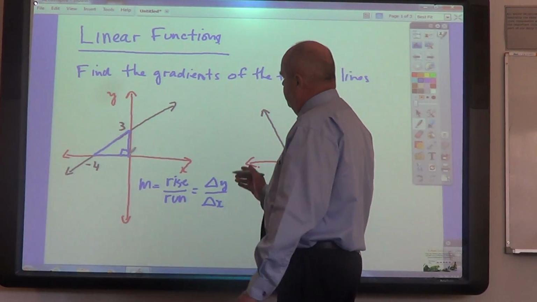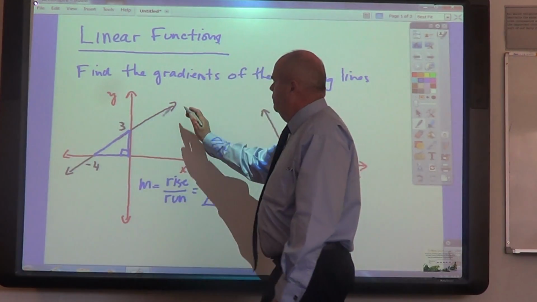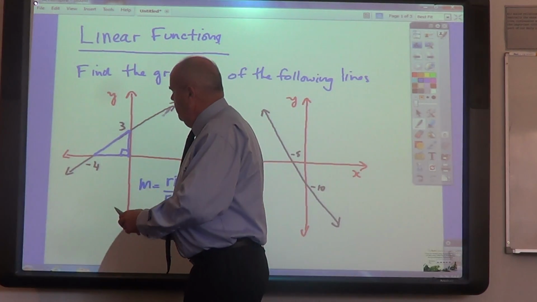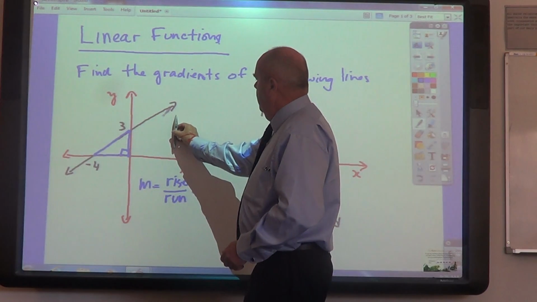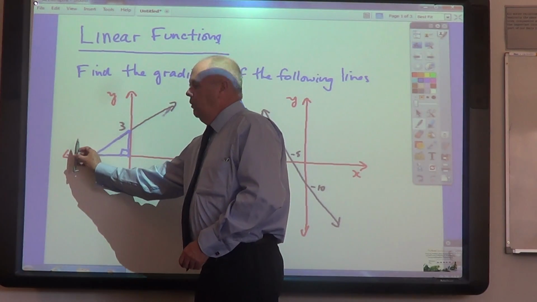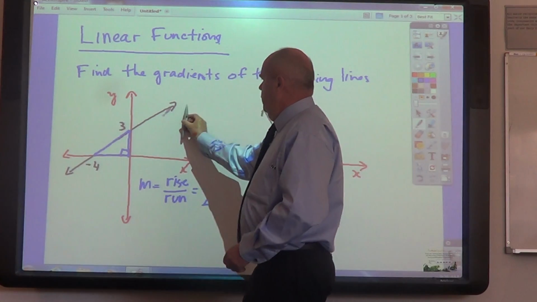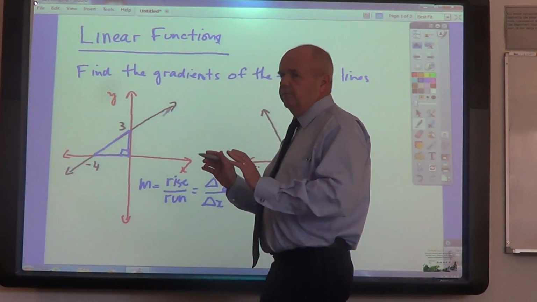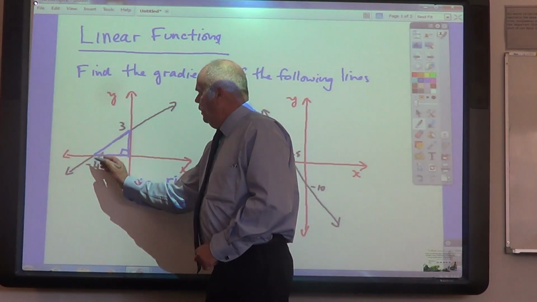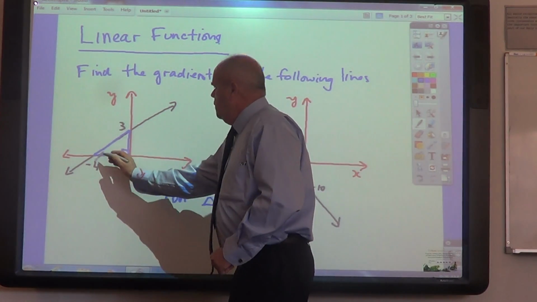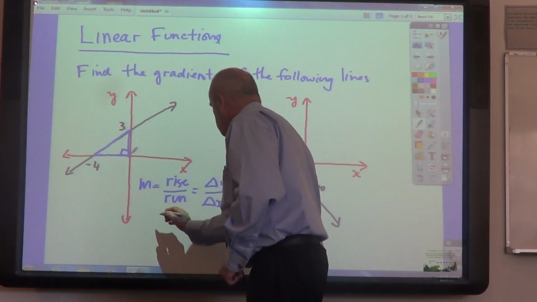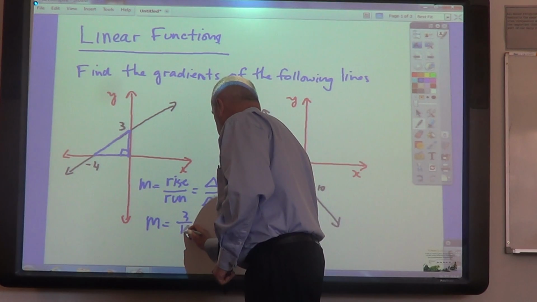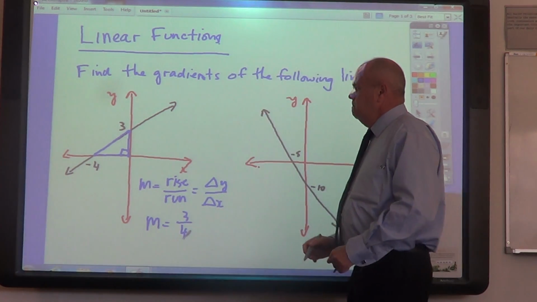Now, the first thing I notice is that the gradient of this is either positive or negative. In this case it's positive because as we read it from left to right, it is rising. So we read lines like we read an English text. We read it from left to right, it is rising, so it's positive. So I'm not troubled by these negative signs or anything like that. Okay, so I'm moving across 4 and up 3. So my gradient here is 3 over 4, otherwise known as 3/4.